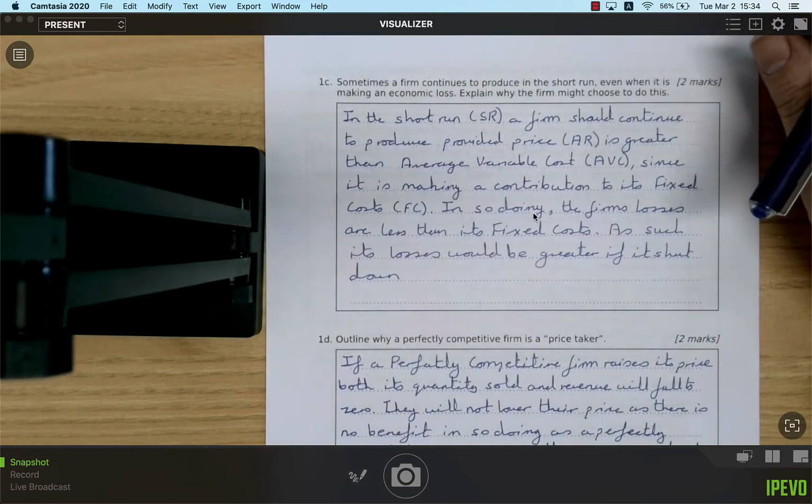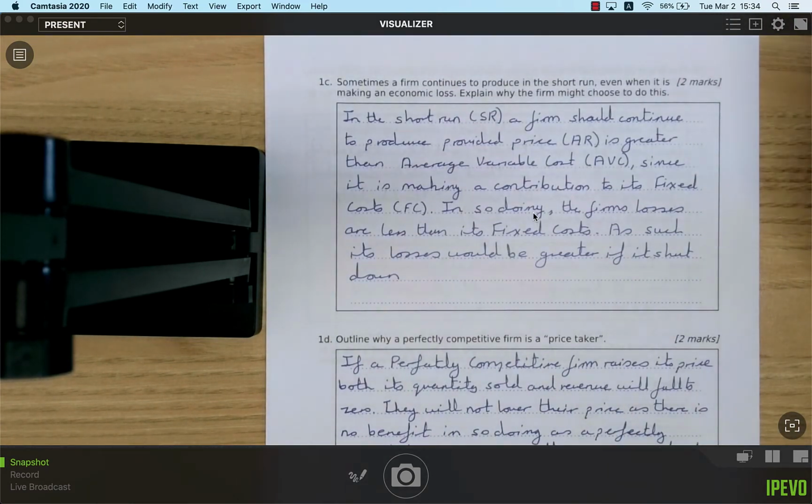Now the next thing is question 1C. Sometimes a firm continues to produce in the short run, even when it's making an economic loss. Explain why a firm might choose to do this. Well, in the short run, a firm should continue to produce, provided price, which we've already said is AR, is greater than average variable cost. Not greater than average total cost, like we saw there. They're making a loss in the previous example, but they're continuing to produce.